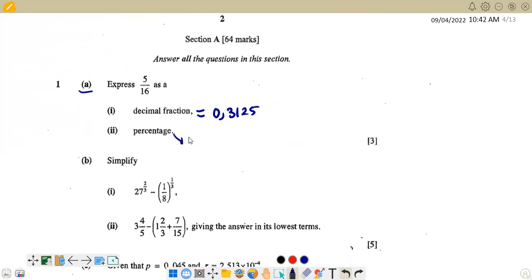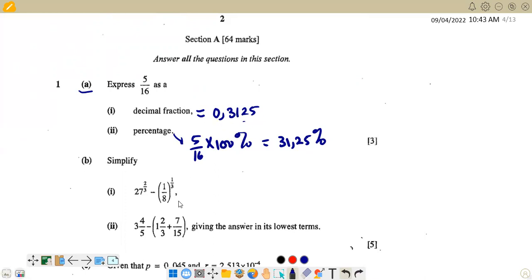Then as a percentage, we know that to express as a percentage, you multiply by 100%. So this will be 5/16 multiplied by 100%. By doing this, your answer is going to be a percentage, which is 31.25%. Or you can even take it from the decimal, because remember, a percentage can be from a fraction or from a decimal. Still, it's one and the same thing.